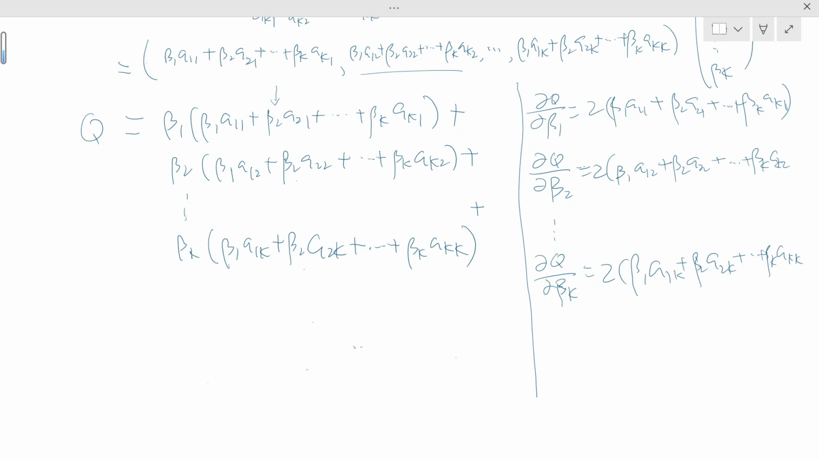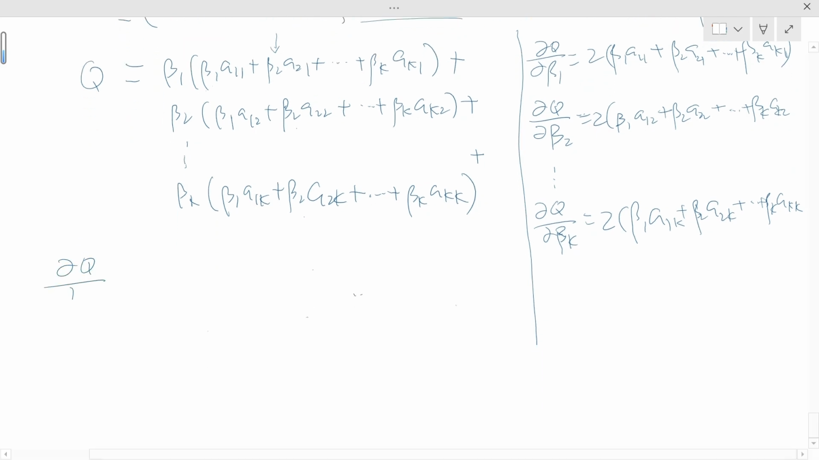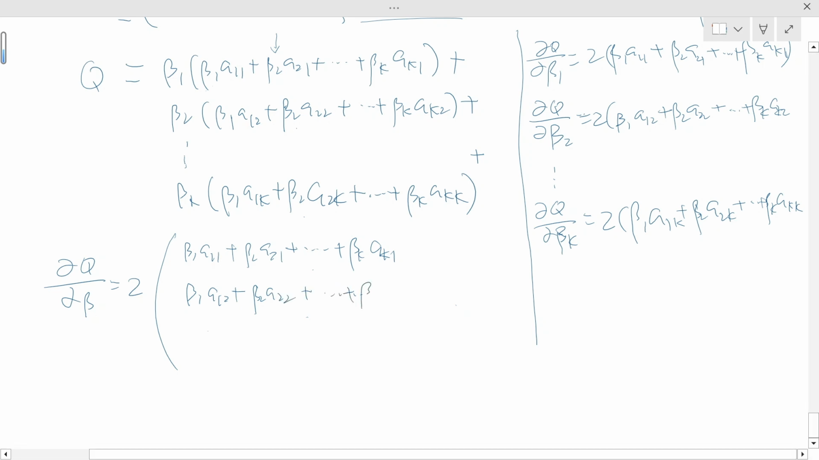And you should know that now we have a common term 2. So 2 appears in each component, so we can actually pull it out. So partial Q, partial beta is 2 times: beta 1 A11 plus beta 2 A21 plus ... plus beta K A K1, then beta 1 A12 plus beta 2 A22 plus ... plus beta K A K2, and so on until beta 1 A1K plus beta 2 A2K plus ... plus beta K AKK.